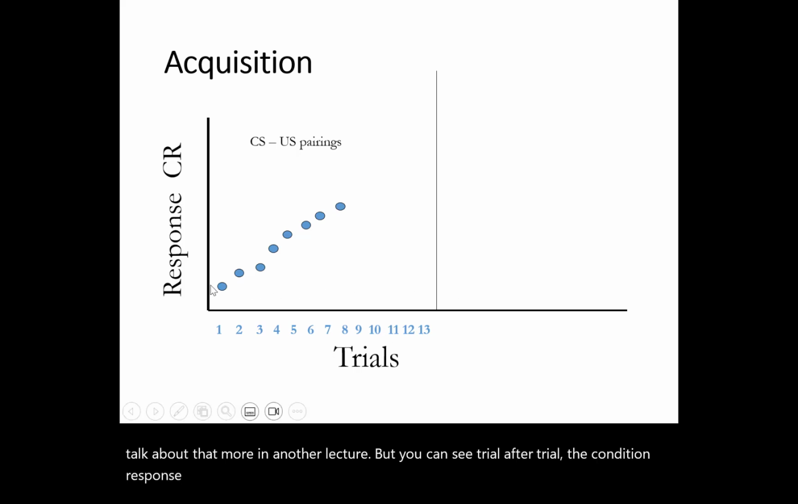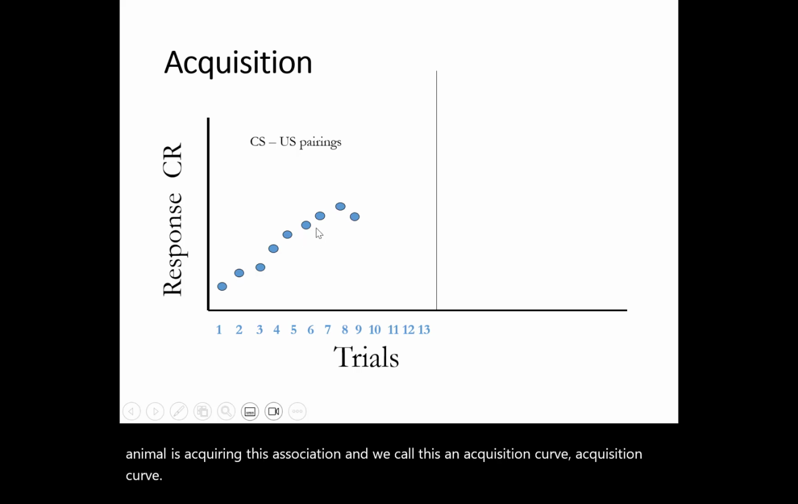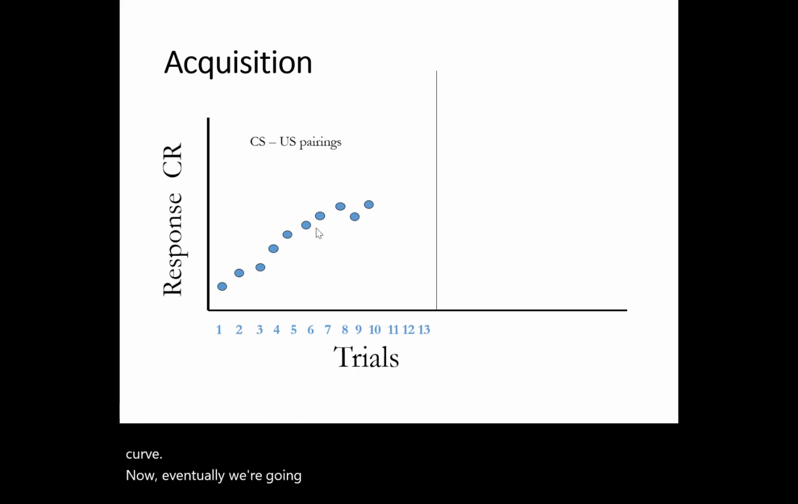We call this process of pairing the CS and the US acquisition. The animal is acquiring this association. And we call this an acquisition curve.